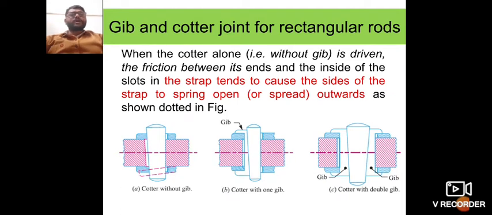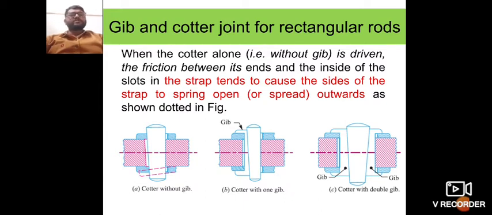Next is the jib and quarter joint for rectangular rods. Three diagrams are shown. The first diagram is a quarter without jib, the second is a quarter with one jib, and the third is a quarter with double jib. The middle component in these three diagrams is the quarter, and the outer portion of the quarter is provided as a jib.